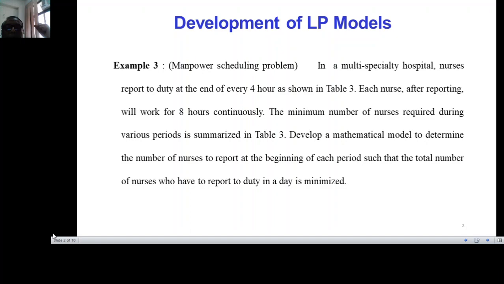to determine the number of nurses to report at the beginning of each period, so that the total number of nurses who need to report to duty at a particular time is minimized without sacrificing the minimum quantity required at any point of time. So, let us see the table.